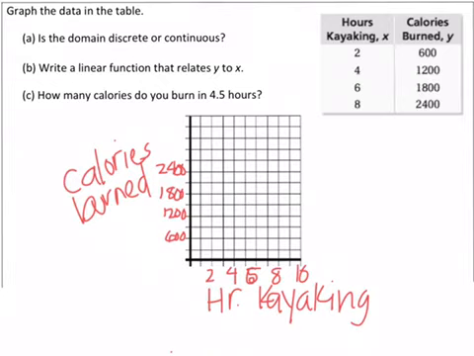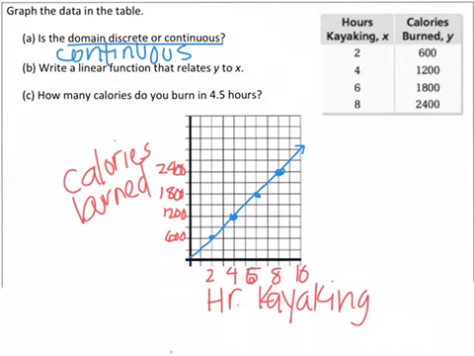At 2 hours, we have 600 calories. At 4 hours, we have 1200. And at 6, we go up to 1800. And then at 8, we go to 2400. All right. Now, they're asking us, is the domain discrete or continuous? We are going to say it is continuous because our domain of x are hours. We can have portions of an hour. So I'm going to connect my dots now. If it was discrete, we wouldn't have connected our dots.